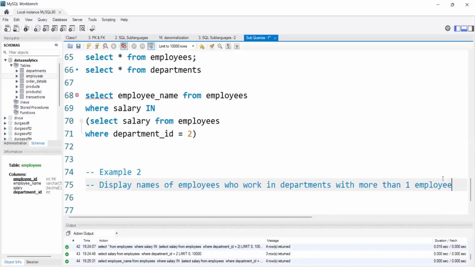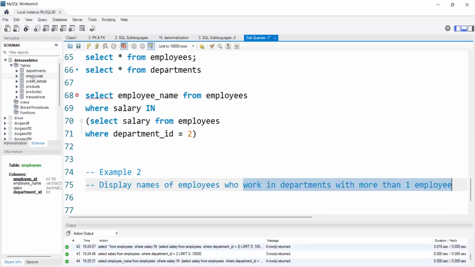I'm directly writing the question here. My question is: display the name of employees. Again, we will use the same table. Display the name of employees who work in departments with more than one employee. I repeat the question: I need to display employee names, and my condition is who work in departments with more than one employee.